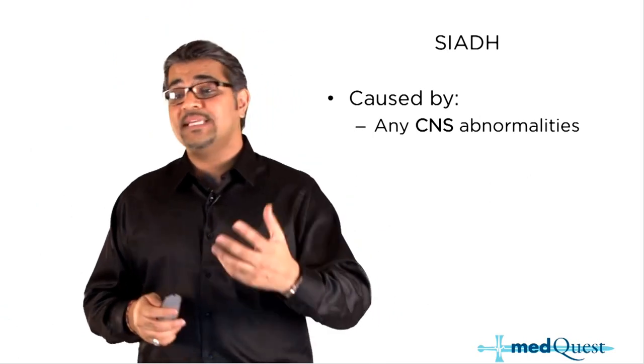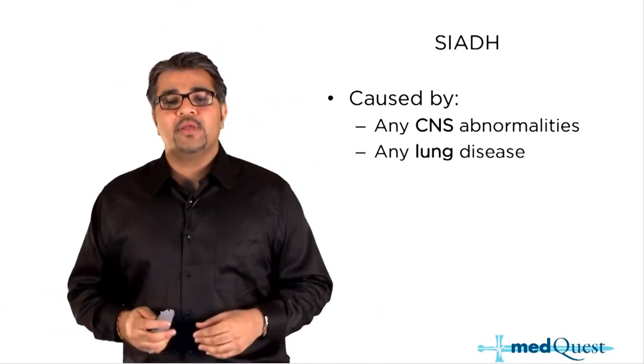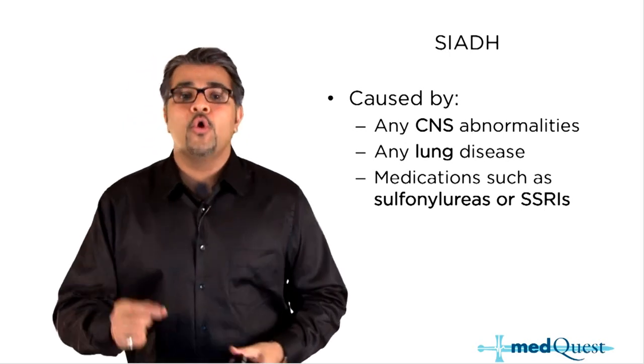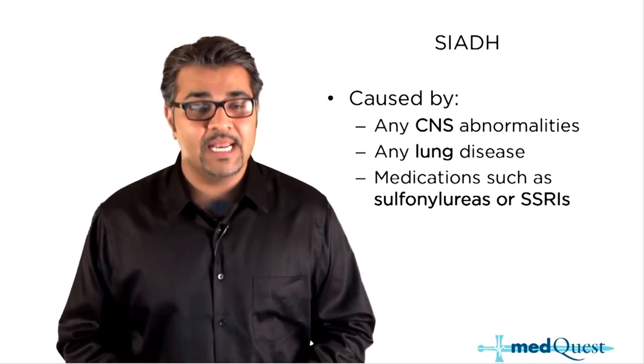Now, SIADH, I told you earlier we're going to talk about the different causes of SIADH. SIADH can be caused by a CNS abnormality, such as a tumor. It can be caused by lung diseases. It can even be caused by certain medications, such as sulfonylureas, or the one that's so popularly implicated, SSRIs.